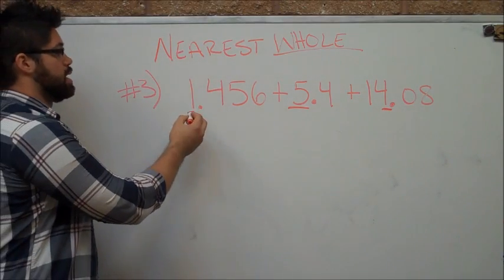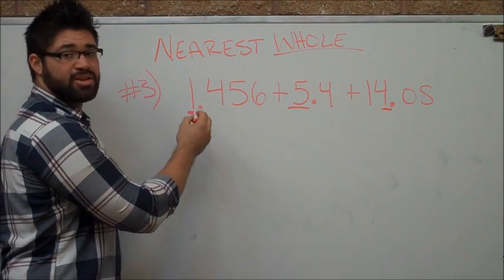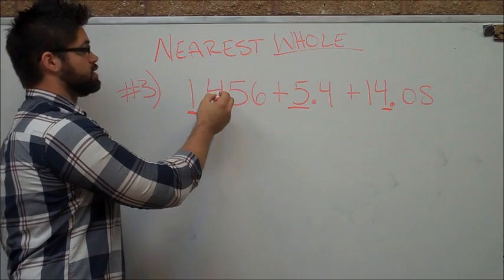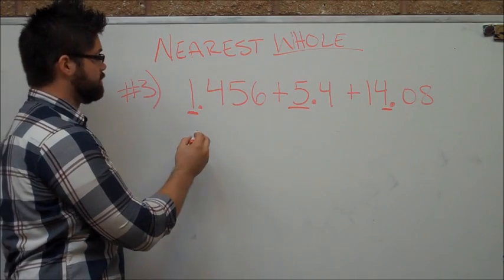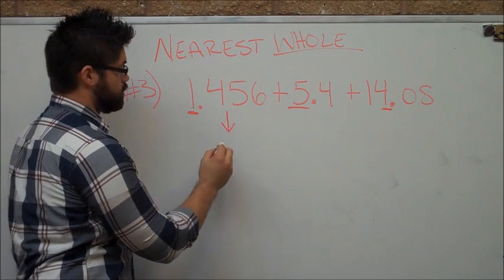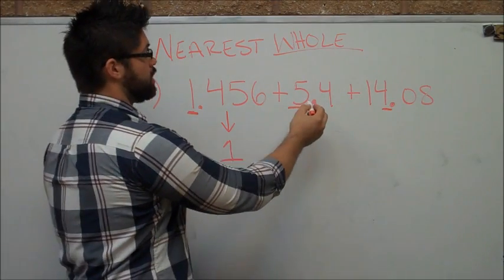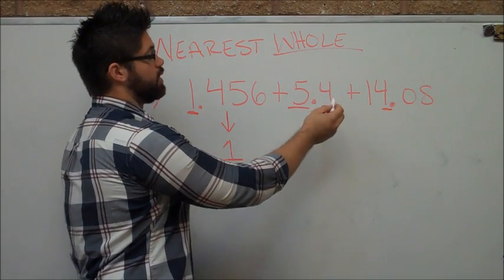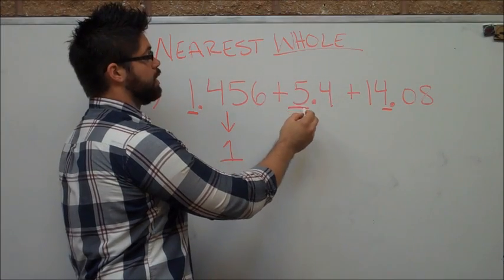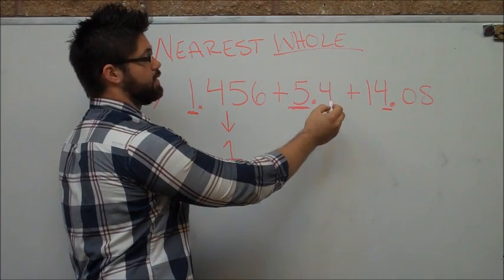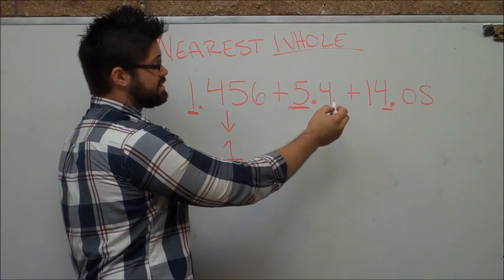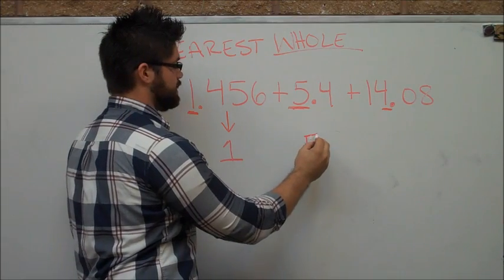So let's look. In my ones place, I have a 1. So that means I look directly to the right, and there's a 4. 4 is less than 5. So this rounds to 1. I'm going to look at the next part, 5.4. I'm looking at my ones, and I look directly to the right. There's a 4. 4 is less than 5, so my 5 gets to stay the same.